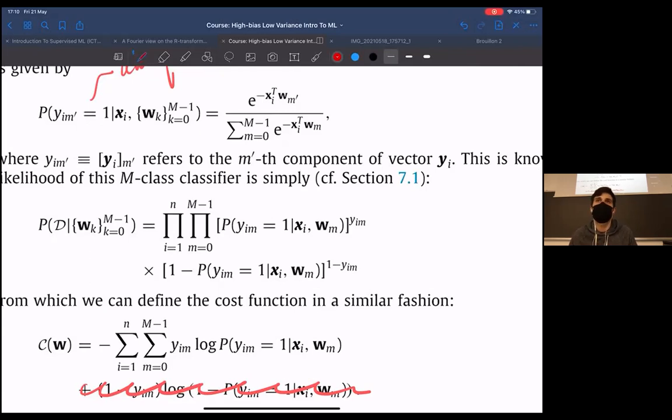The very simple way to see that they're wrong is that if you include this thing here, you don't recover logistic regression. You see, if you have a product over M here, if you have just two states, like in logistic regression, you will have the probability that the label is equal to 1, times the probability that it's equal to 0 with 1 minus y, which is indeed what you recover here in the case of M equal 2. So I don't know what they did here, but they got confused, and this term here should not be there.